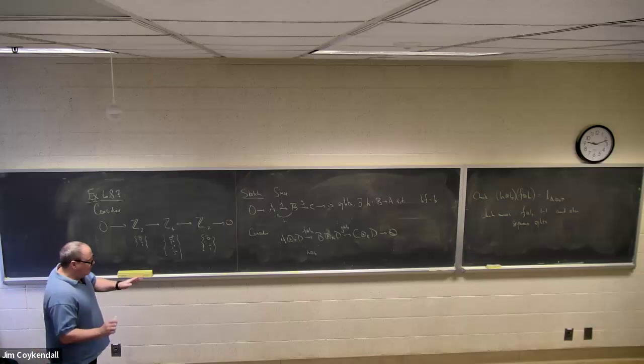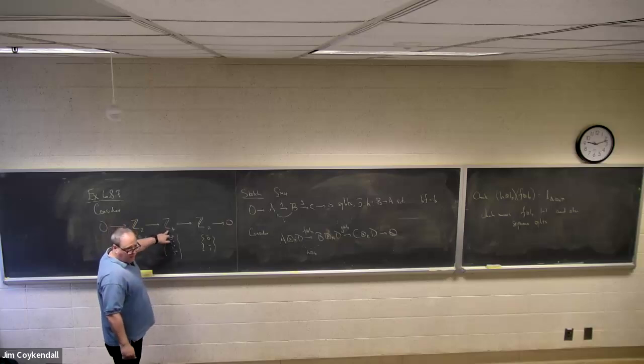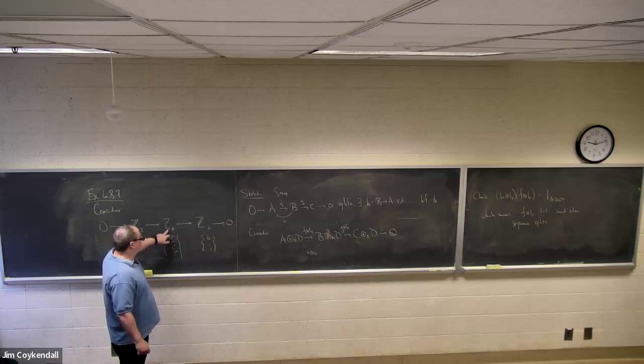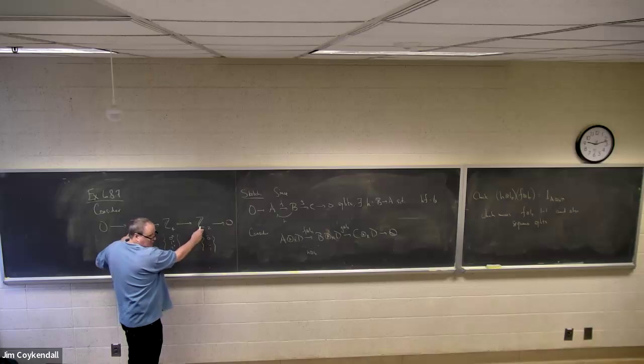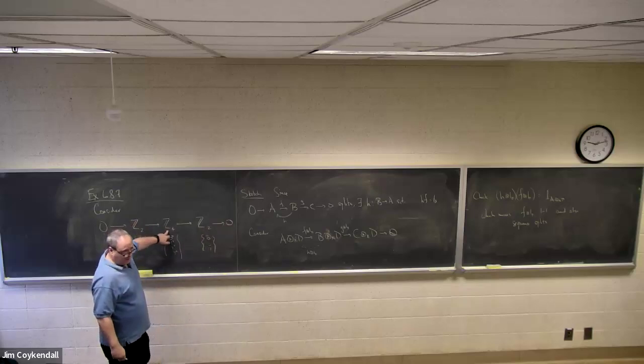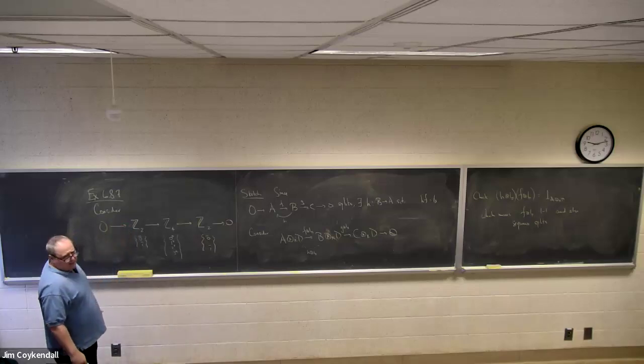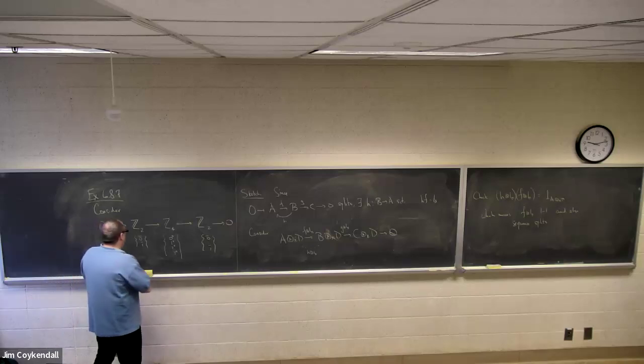Right, that's correct. But here's a quick way to see it. Z4 is cyclic of order 4, right? If this sequence split, then that would mean Z4 is isomorphic to Z2 times Z2, which is impossible. Z2 times Z2 has 3 elements of order 2 and one of order 1. This has 2 elements of order 4, an element of order 2, and an element of order 1. So it's impossible.